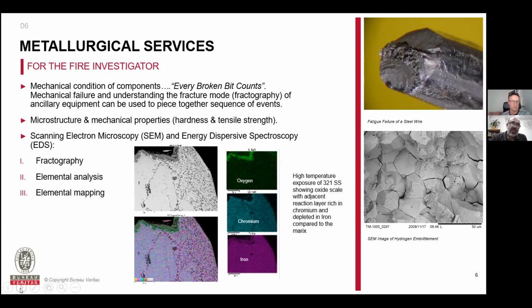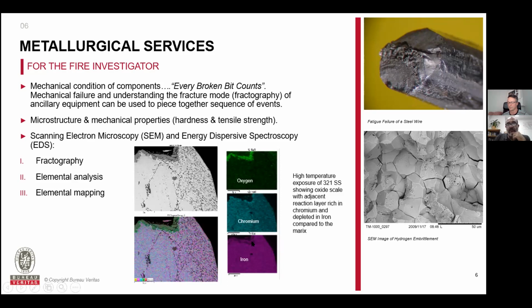And then of course, there's scanning electron microscopy and EDS. They're very key tools that we use to assist with fractography, mapping and elemental analysis. For example, this is a component that we looked at that was exposed to high temperature.